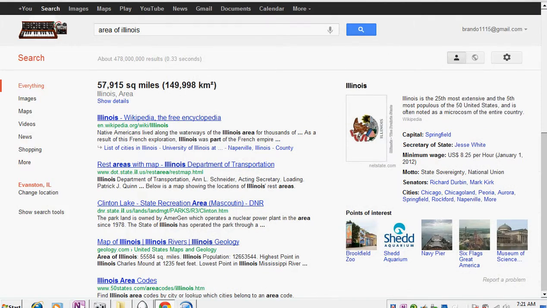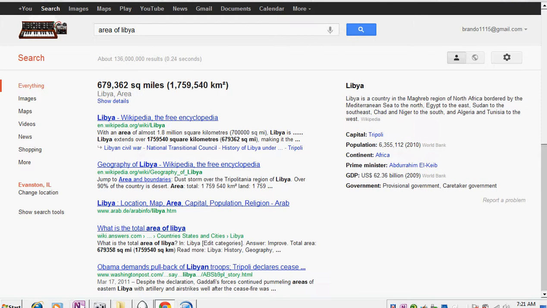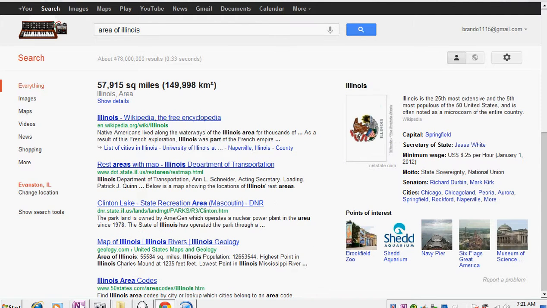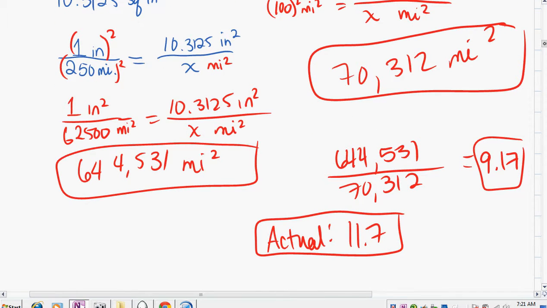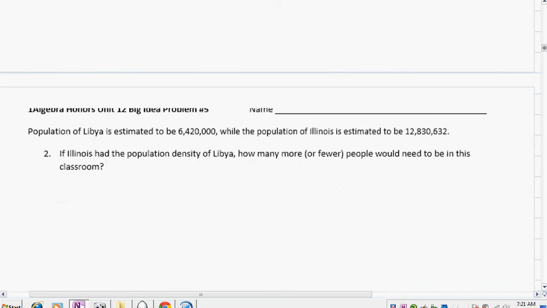Let's see, just make sure I can show you that. Right, so there's Illinois. Oh, and there's Libya's. Right, so those are slightly different actually than what I showed you. That was what we had computed it to be. So let's make sure we capture the real numbers here.